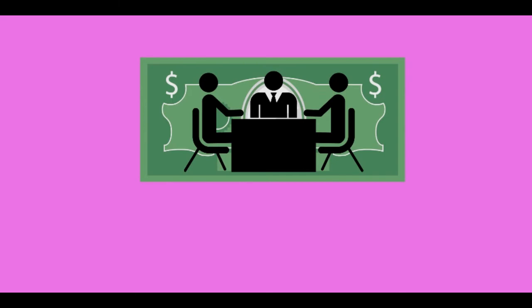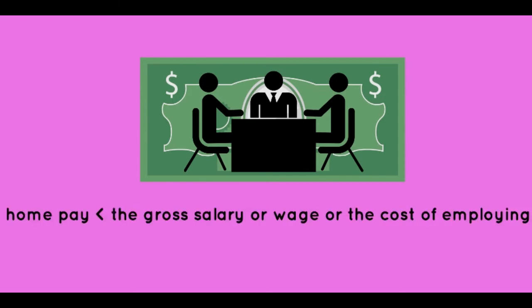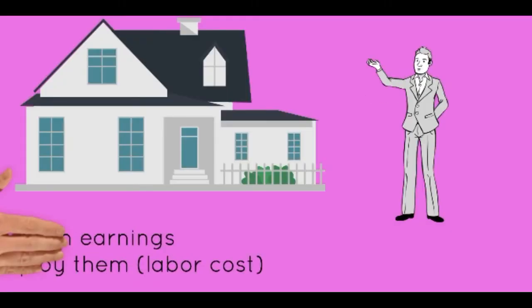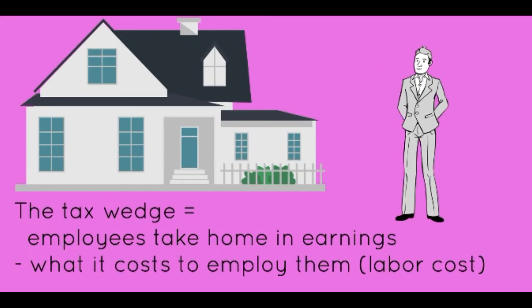Many employees have tax withheld from their paychecks, which means their take-home pay is less than the gross salary or wage or the cost of employing them. The tax wedge is the difference between what employees take home in earnings and what it costs to employ them, labor cost, or the dollar measure of the income tax rate.